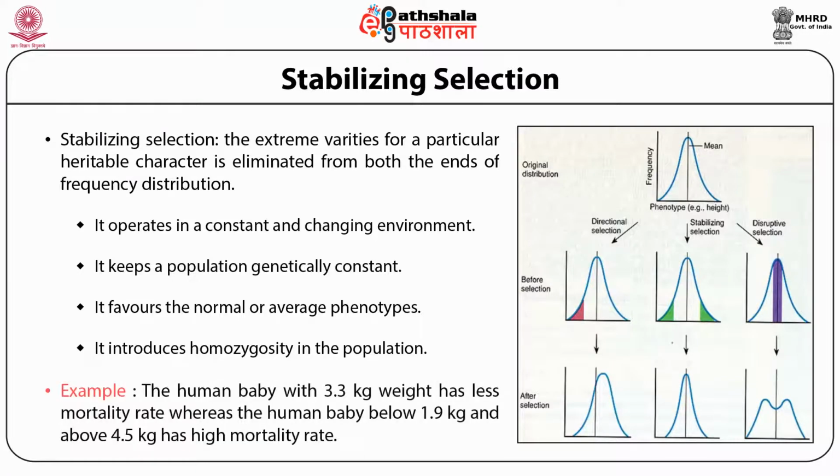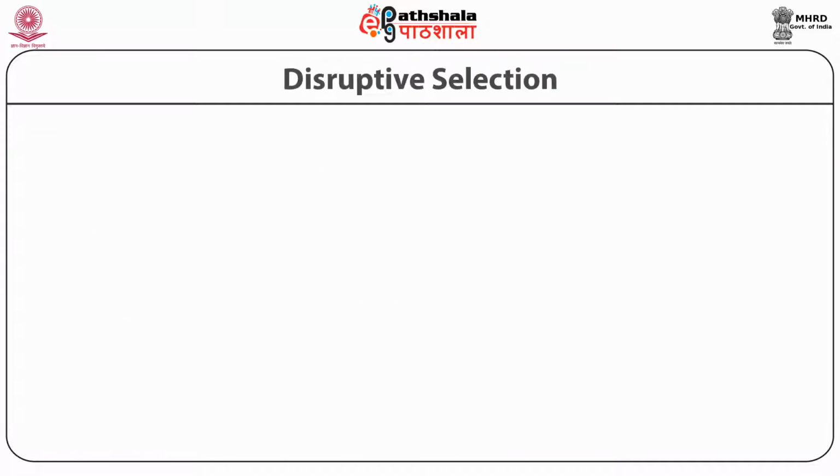This can be further understood by an example. A human baby with a birth weight of 3.3 kg has a low mortality rate, whereas a human baby below 1.9 kg body weight or above 4.5 kg body weight has a high mortality rate. Now let me explain disruptive selection.